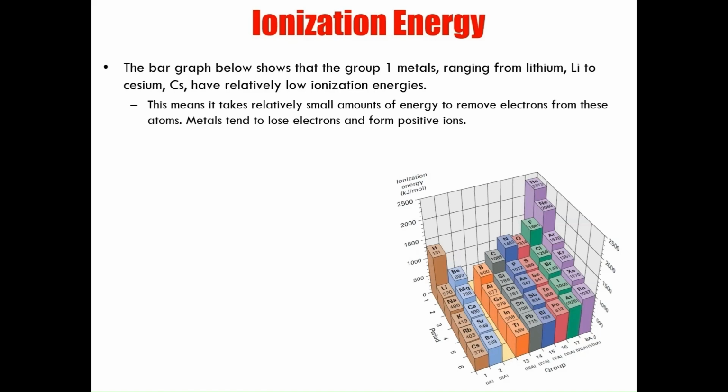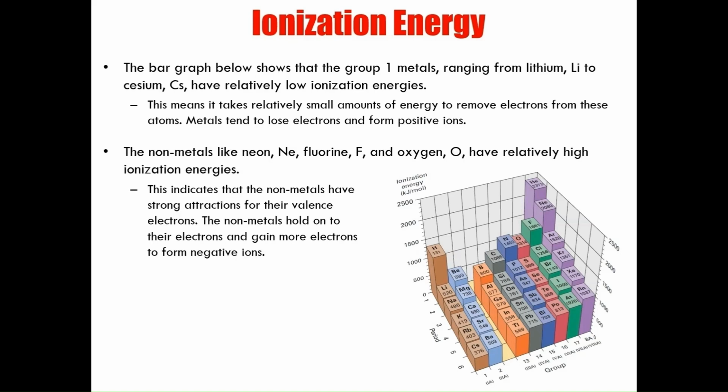The bar graph to the bottom right shows the group 1 metals ranging from lithium to cesium having relatively low ionization energies. This is because these metals want to lose electrons. It takes relatively small amounts of energy to remove the electrons from these atoms. The nonmetals, like neon, fluorine, and oxygen, have relatively high ionization energies. This is due to the strong attractive force pulling down on the valence electrons. Due to the ratio of positive to negative force, these nonmetals hold on to their electrons and try to gain more electrons to become negative ions.